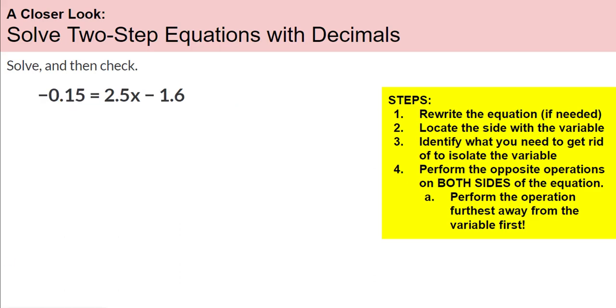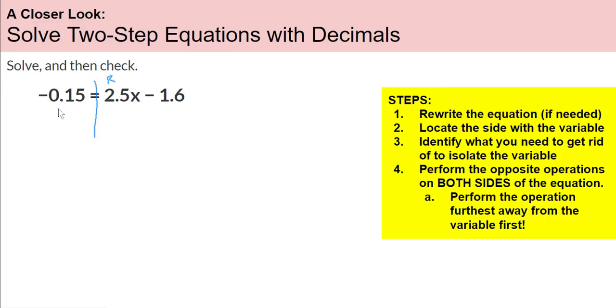All right, try this next one by yourself. Pause the video, see if you can solve it. Then press play and we'll review. All right, how did you do? Step one, we don't really need to rewrite this equation. Step two, locate the side of the variable. What side has the variable? The right side. So what do we need to get rid of?